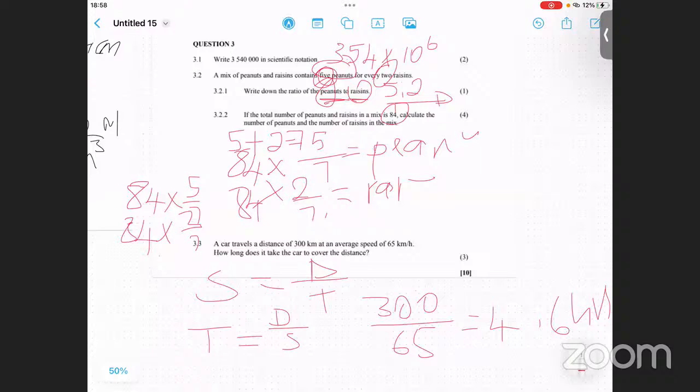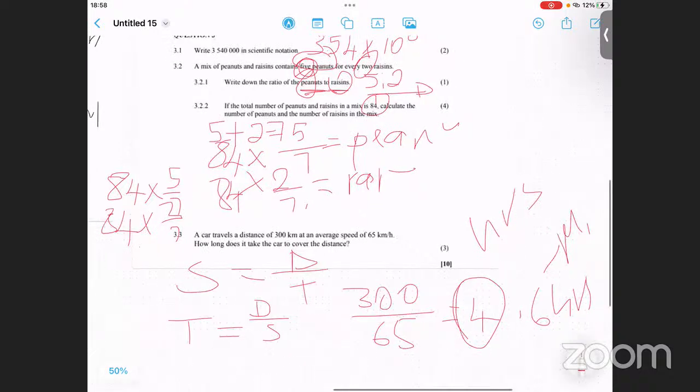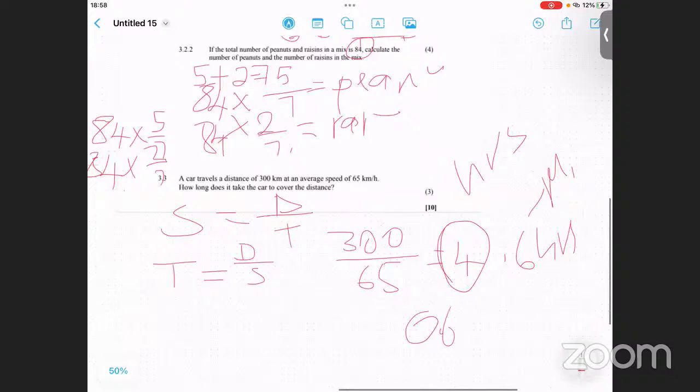So you're going to say 0,6 multiplied. We have 60 minutes. You're going to multiply by 60. I got 36. So that means it's 4 hours, 36 minutes.